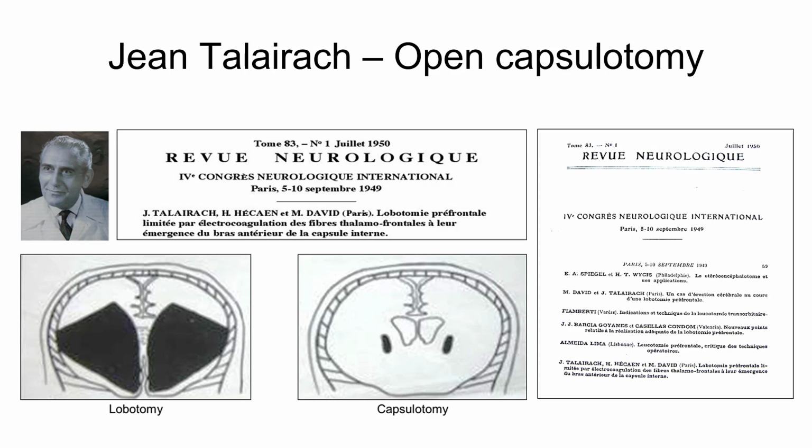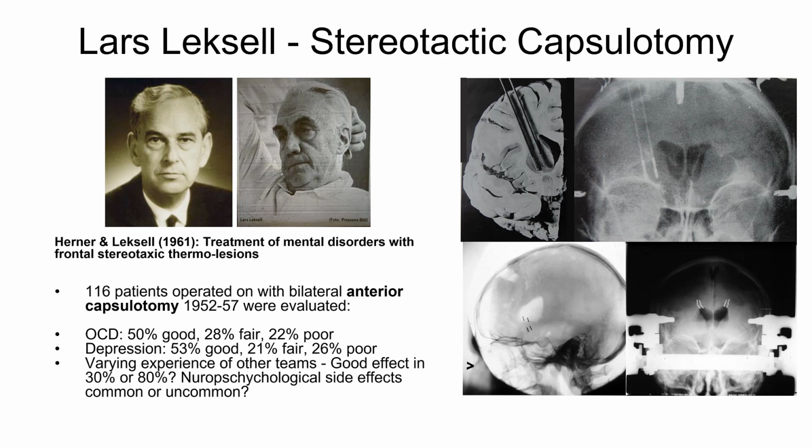Talairach, who started his career as a psychiatrist, considered the brain to be too important to be left to the neurosurgeons, and introduced the open capsulotomy at the International Neurologic Congress in Paris in 1949. At the same meeting, Spiegel and Wycis presented their stereotactic technique, Fiamberti the transorbital lobotomy, and Almeida Lima the prefrontal leucotomy. Lars Leksell, working with the psychiatrist Torsten Hörner, then introduced the stereotactic capsulotomy in 1952.